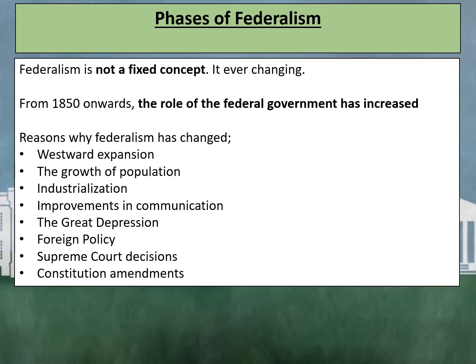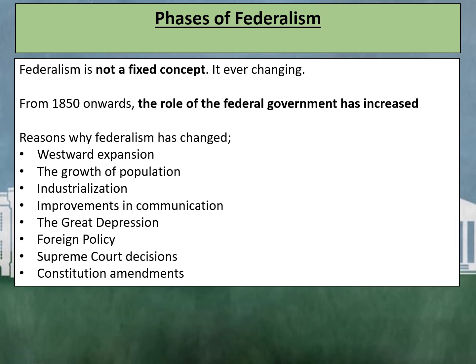There are different types of federalism, as it is not a fixed concept, it is ever-changing. From 1850 onwards, the role of the federal government has increased. It has changed for a variety of different reasons. Westward expansion changed the dynamic of federalism as America grew from 13 colonies to 50. The growth of the population from under 4 million in 1790 to 322 million by 2016 required a different style of management by a growing government.